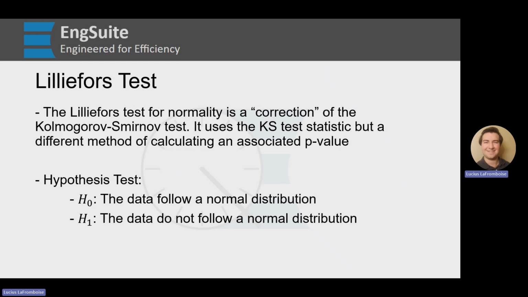Now, just like the KS test, the null hypothesis is that the data follow a normal distribution, and the alternative is that the data do not follow a normal distribution. So when we say that the Lilliefors test is a correction of the KS test to make it more powerful, we're saying that the Lilliefors test uses the KS test statistic, but it calculates a p-value that can correctly identify data that does not follow the normal distribution more often.